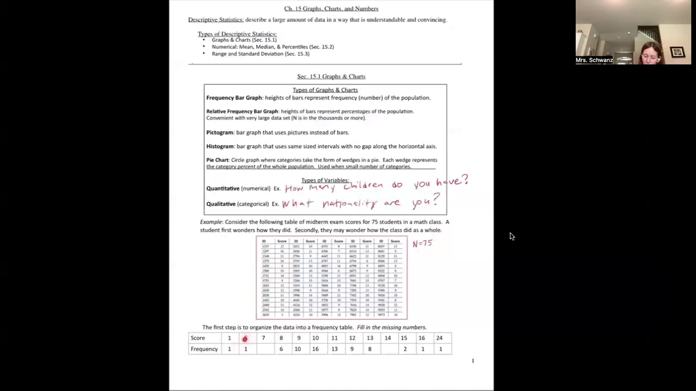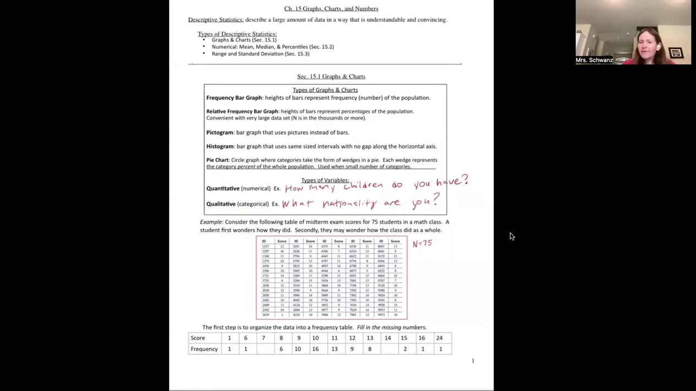And then the next score is 6. There was one person who got a score of 6. We can keep going down: there were 9 people who got a score of 12, one person who got a score of 16, and one person who got a score of 24. Wow, I guess that quiz did have more than 15 or 16 questions. So you can see, all we did was simply tally the number of people that had a particular score and put it in this table.